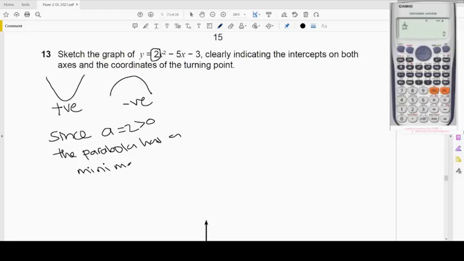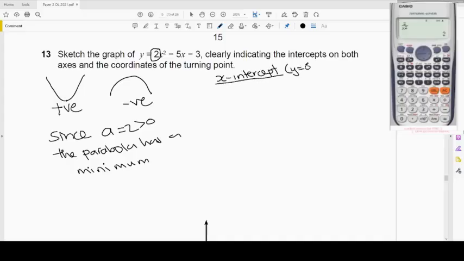Okay, so that means it looks like this. It opens up and it has a minimum point somewhere there. Okay, so what we need to do is find the x and the y intercepts. So at the x-intercept, y is equal to 0.